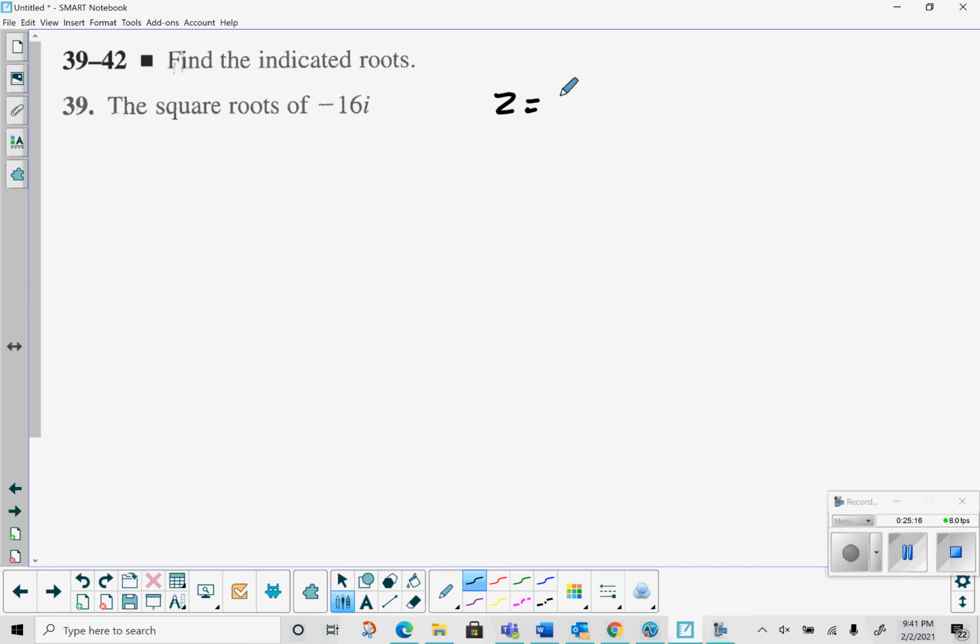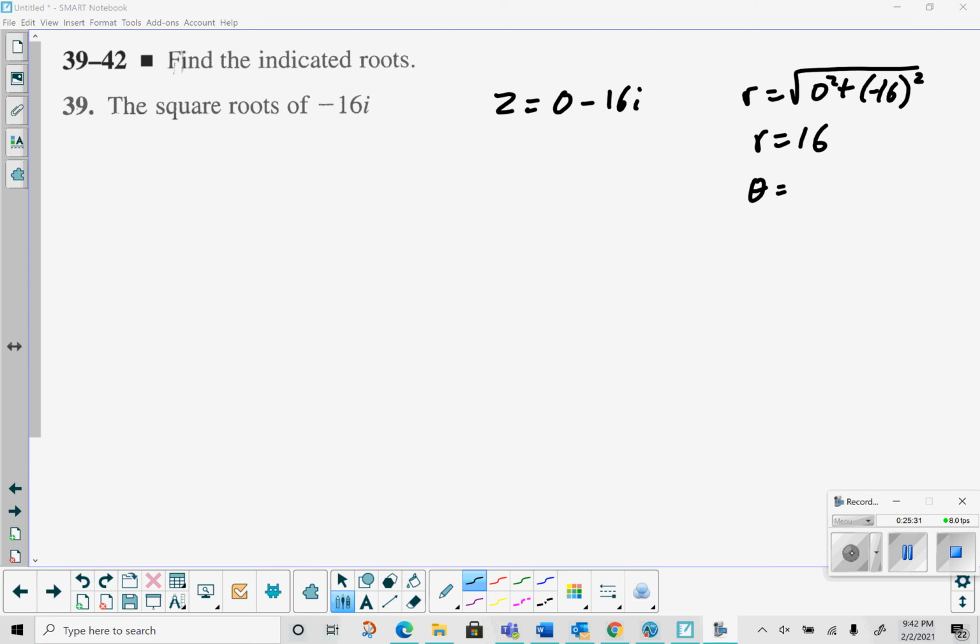As a complex number, this is actually 0 minus 16i. We need to find our modulus, and we need to find our argument. Well, again, if we do that tangent thing, we're going to get in trouble.